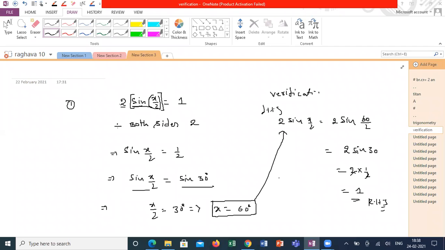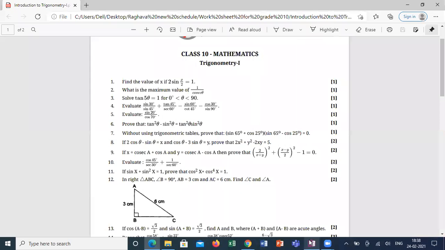Got it, Shruti? Yes, sir. Shall we go for the next question? Yes, sir. What is the maximum value of 1 by cosecant theta?